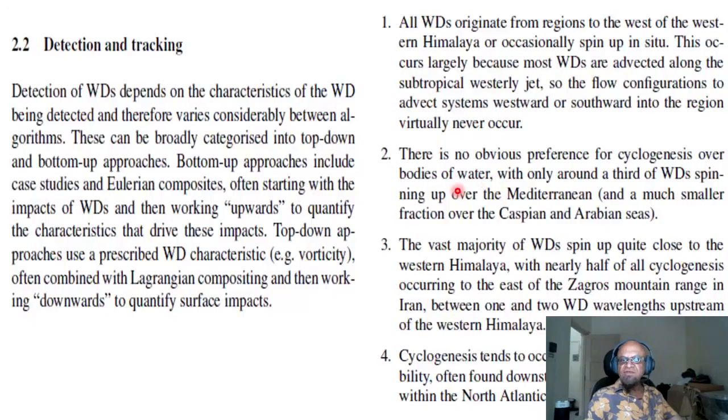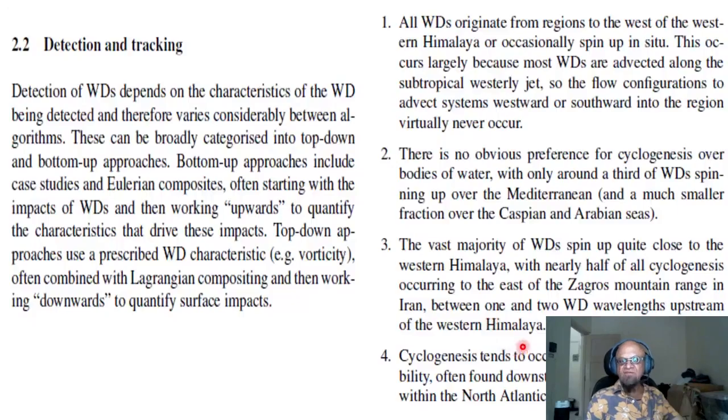There is no obvious preference for cyclogenesis over bodies of water, with only around a third of WDs spinning up over the Mediterranean, and a much smaller fraction over the Caspian and Arabian Sea. So it's mostly a land process. The vast majority of WDs spin up quite close to the Western Himalaya, with nearly half of all cyclogenesis occurring to the east of the Zagros mountain range in Iran, between 1 and 2 WD wavelengths upstream of Western Himalaya.